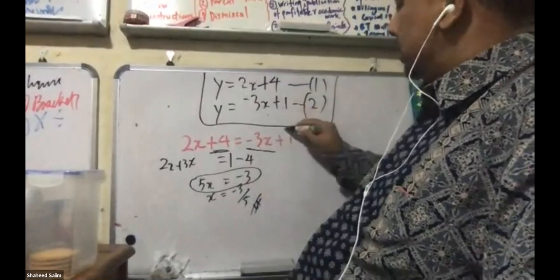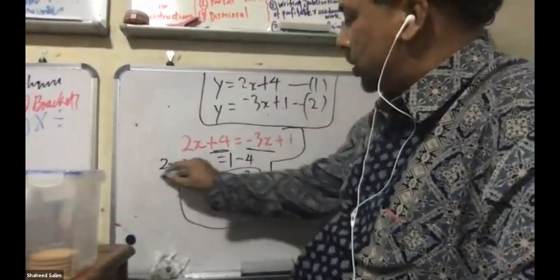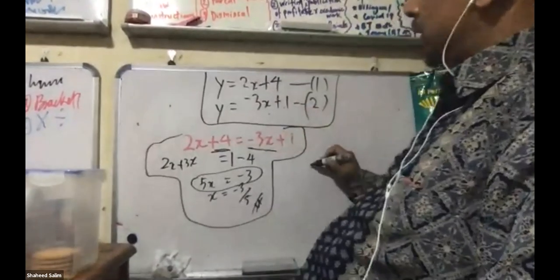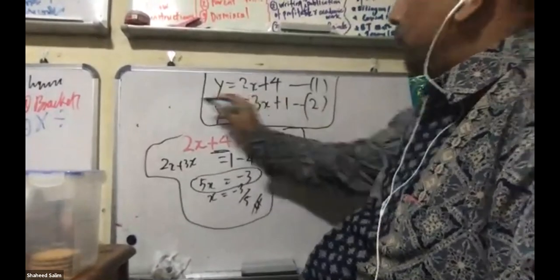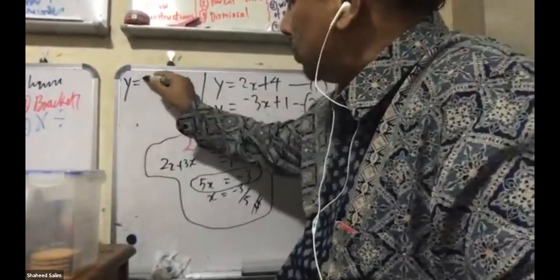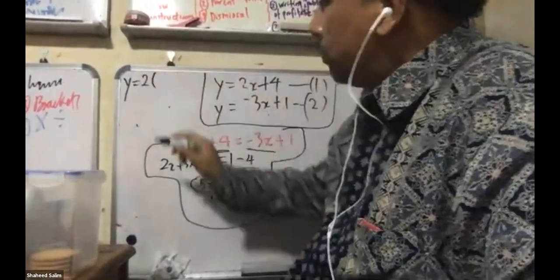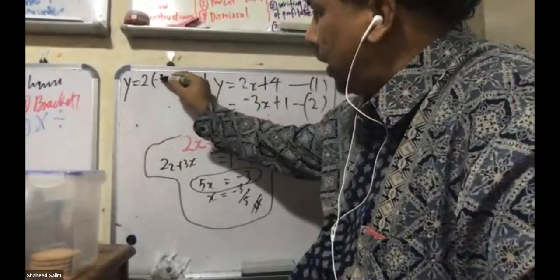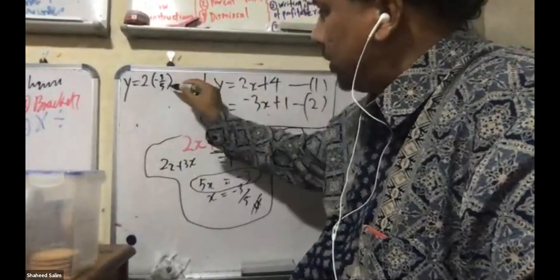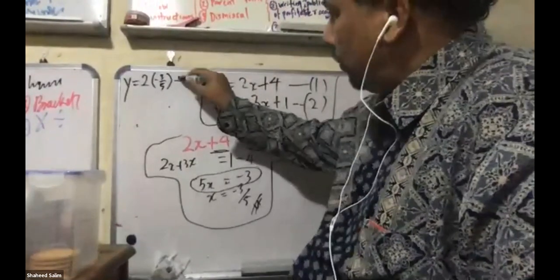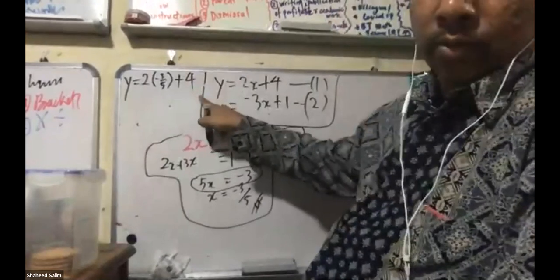So we put it inside one of these equations. So now Inshira has asked how to do. Very simple. We just copy this equation. Y equals to 2, I put in minus 3 over 5. You want to put as decimal also can. Minus 3 over 5 is minus 0.6, plus 4. You can see what I'm doing.